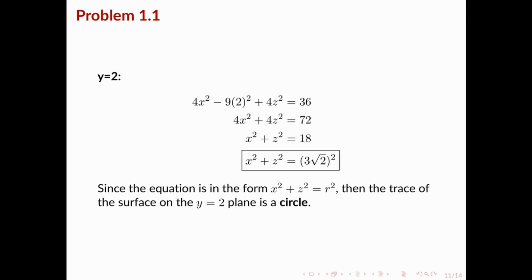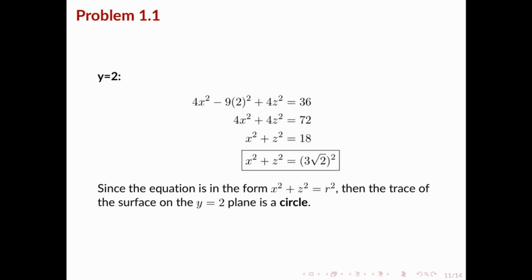So one last plane, we have y equals 2. So once again, we just substitute 2 for y in our equation. Put the plane into the equation of the surface. 4x squared minus 9 times positive 2 squared plus 4z squared equals 36. And so we get, once again, 4x squared minus 36 plus 4z squared equals 36. And we do the exact same thing here. 4x squared plus 4z squared equals 72. X squared plus z squared equals 18. And x squared plus z squared equals 3 times the square root of 2 squared.